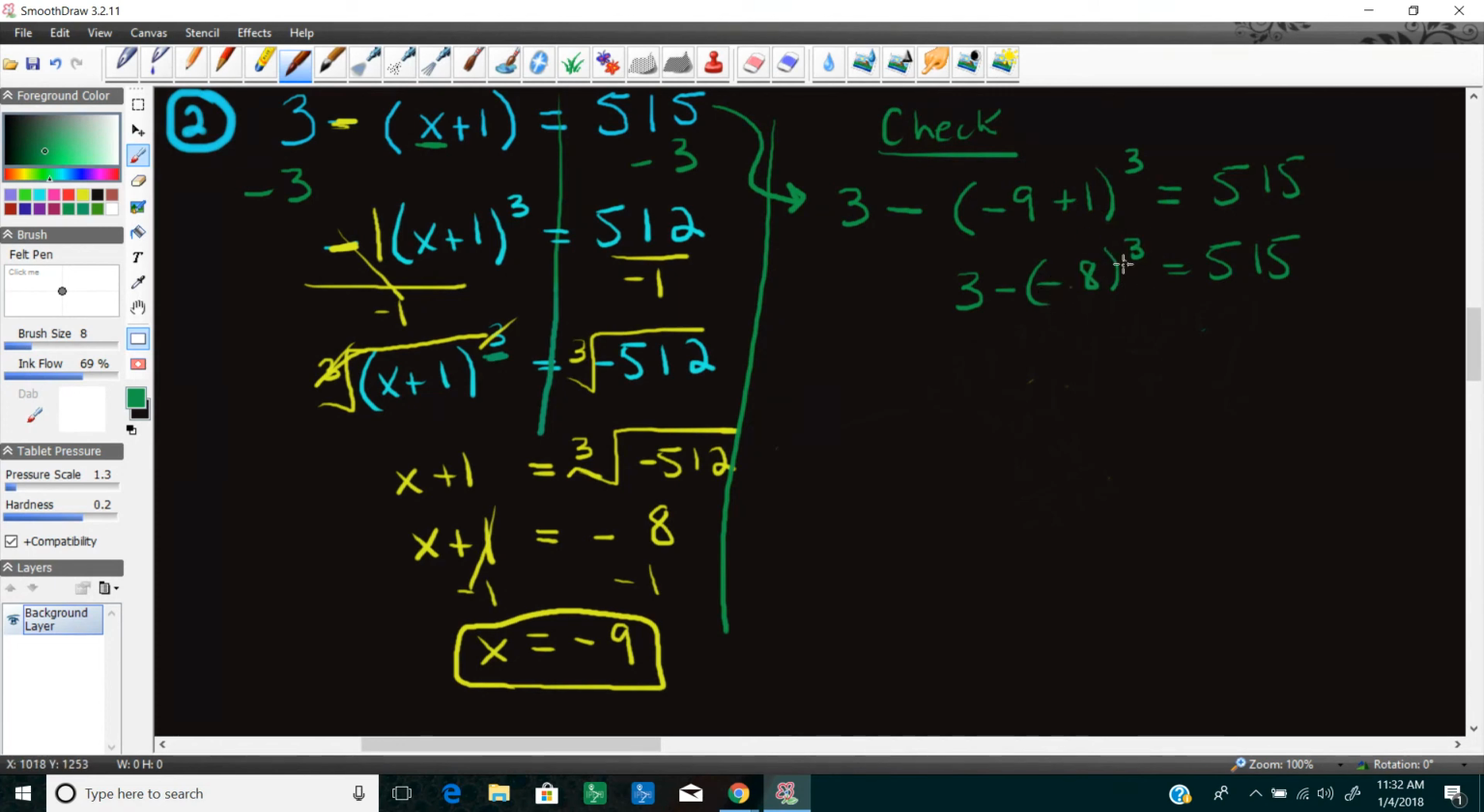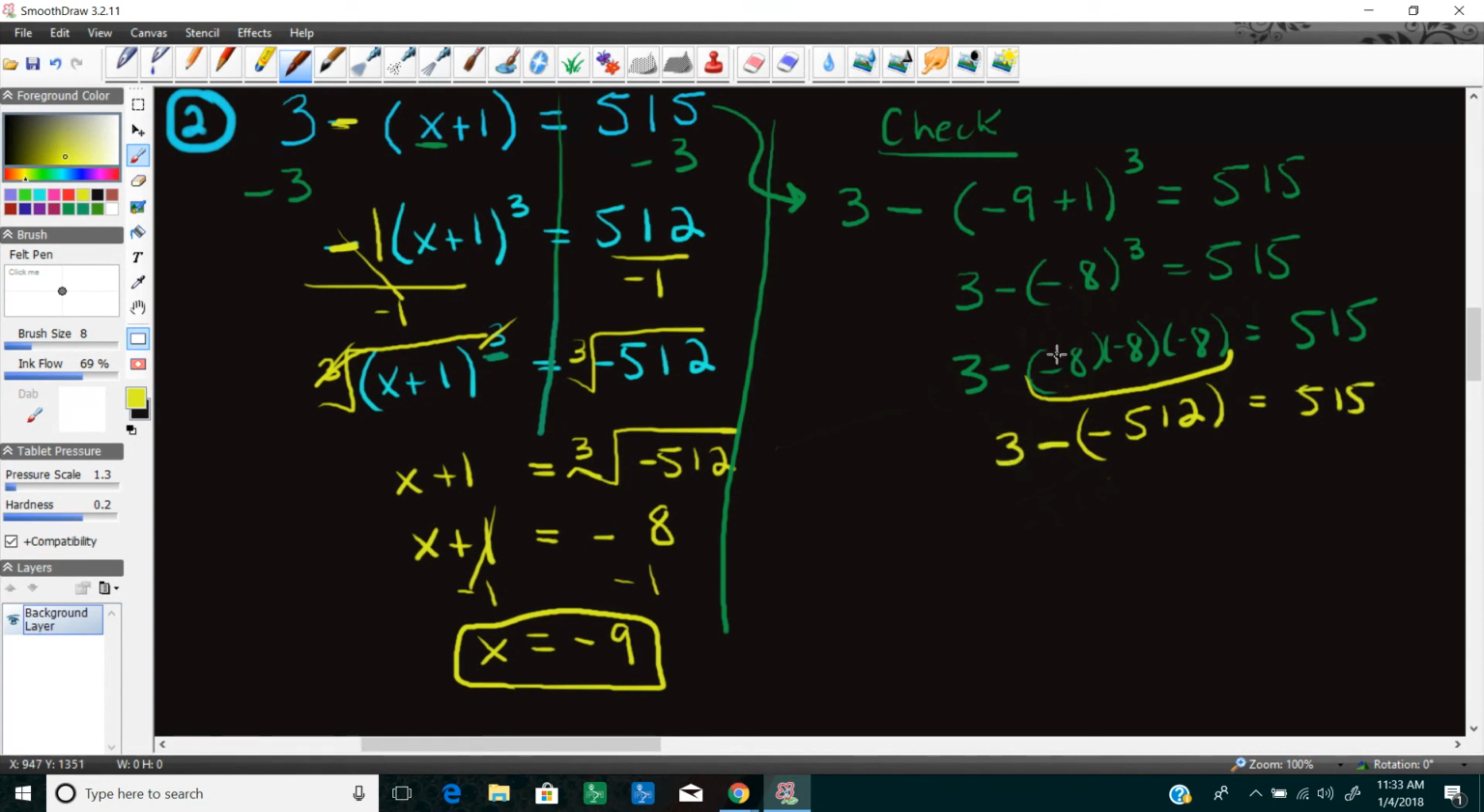Well, we already know that negative 8 times negative 8 times negative 8, and I can write it out so you can see. This whole piece right here is going to give me negative 512. We bring down the 3, bring down the minus. Notice I'm going in order of operations here. Now that I have this by itself with no exponent, now I can change this to a positive. So 3 plus 512 is indeed 515.